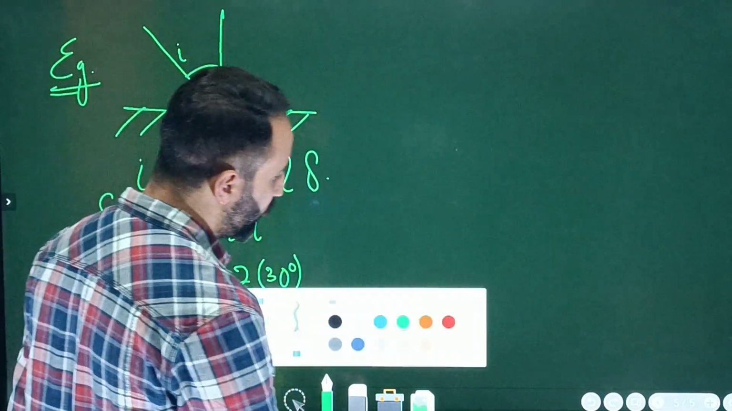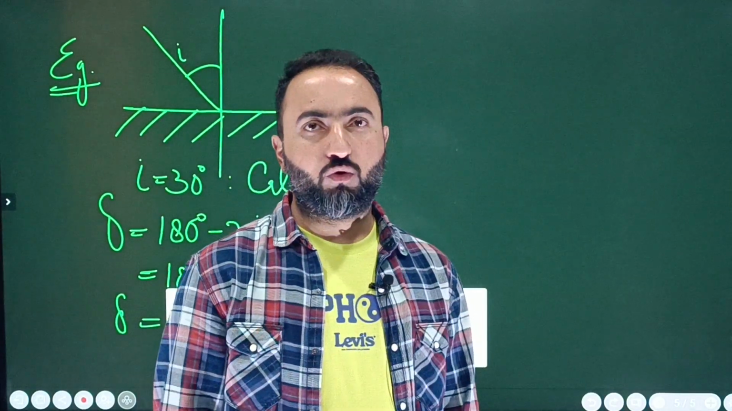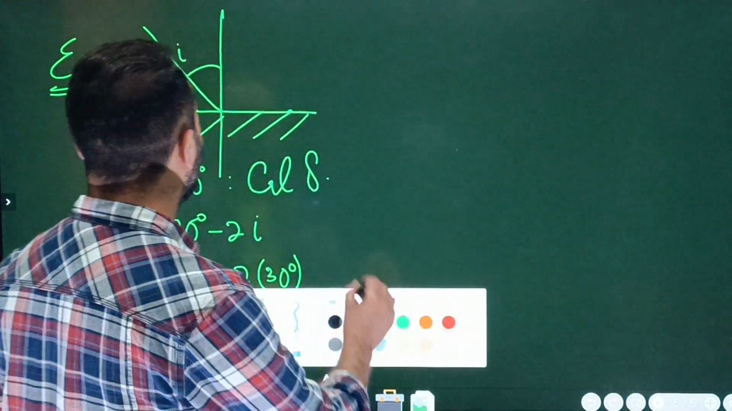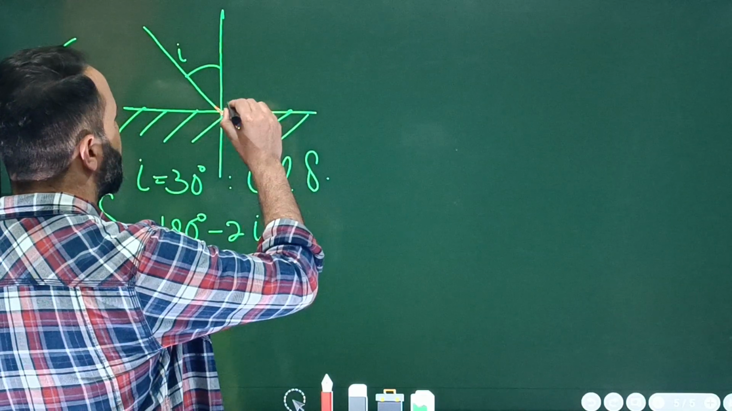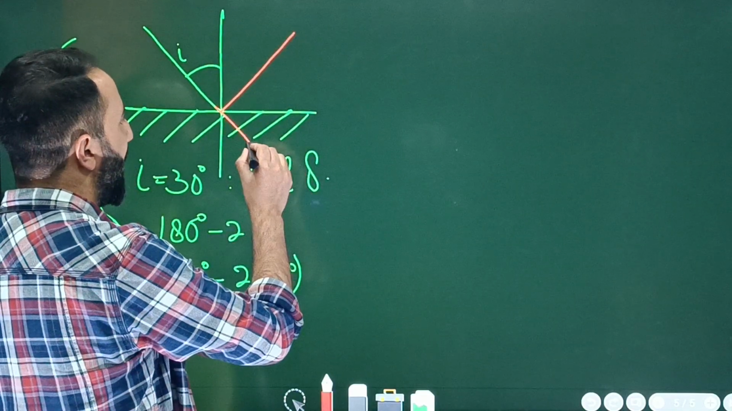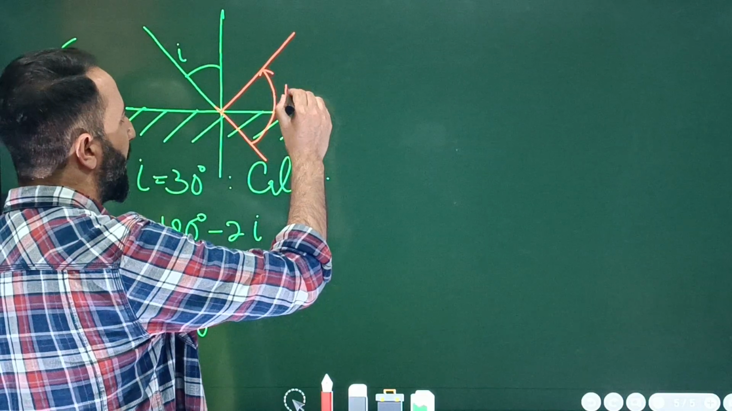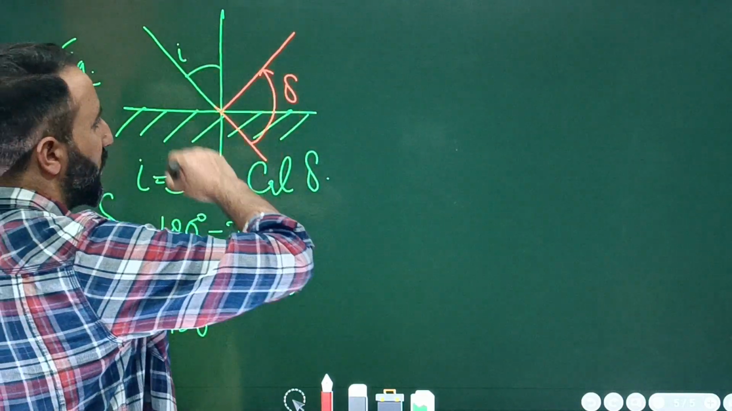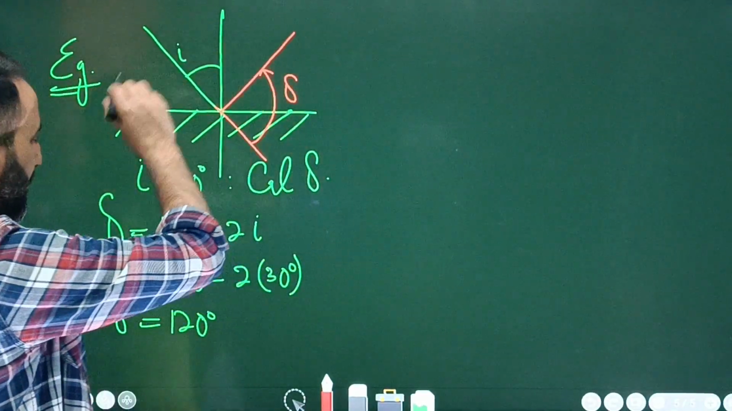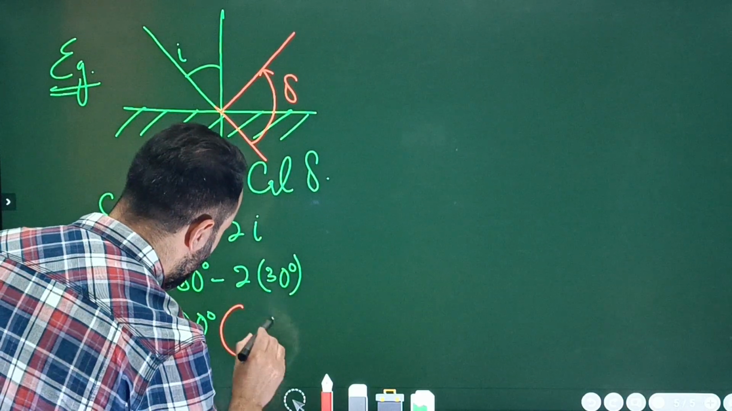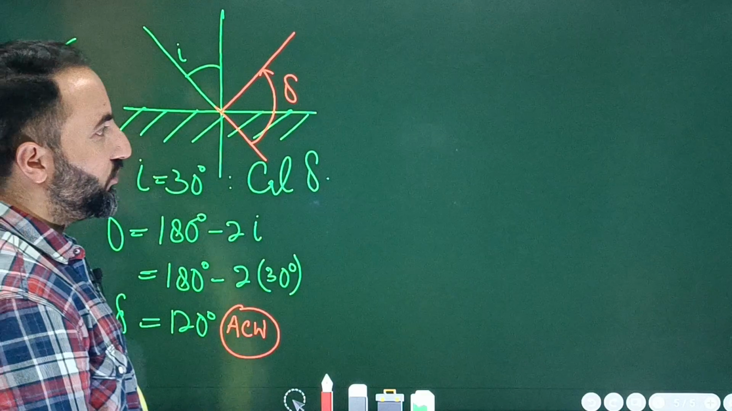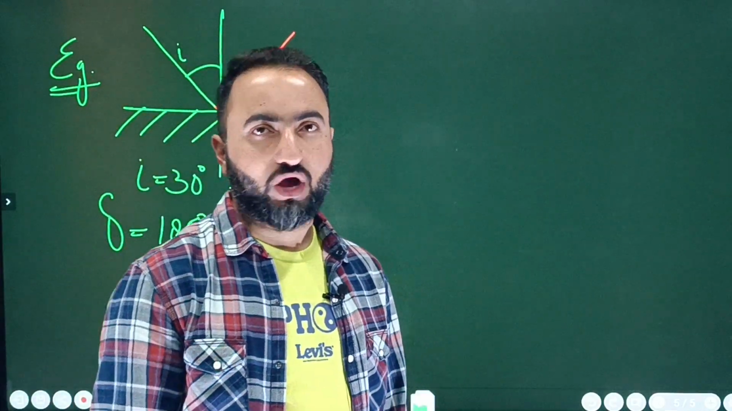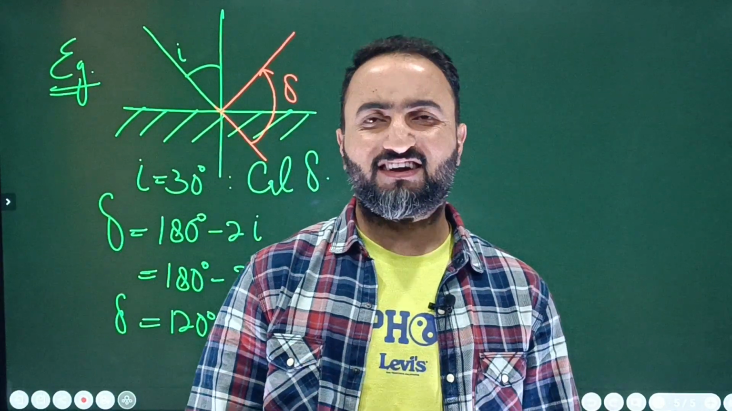Moreover, you must know what is the sense of this deviation. What is the sense of this rotation? So how can you calculate that? For example, here this is the incident ray, and this is the reflected ray, and this is that angle of deviation delta. Obviously the sense of this rotation of the delta is what? That is anti-clockwise. So let me write down here, that's anti-clockwise, ACW. And what is this ACW? It simply implies anti-clockwise.